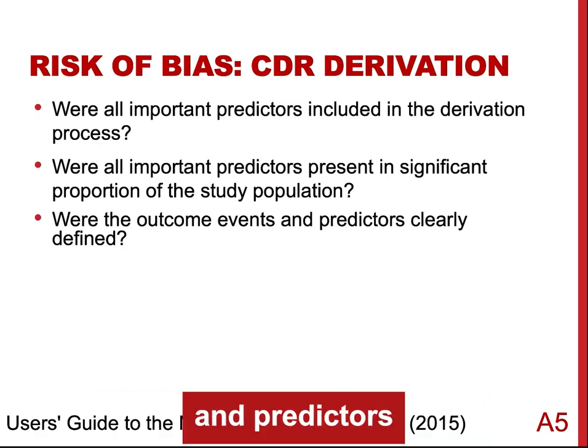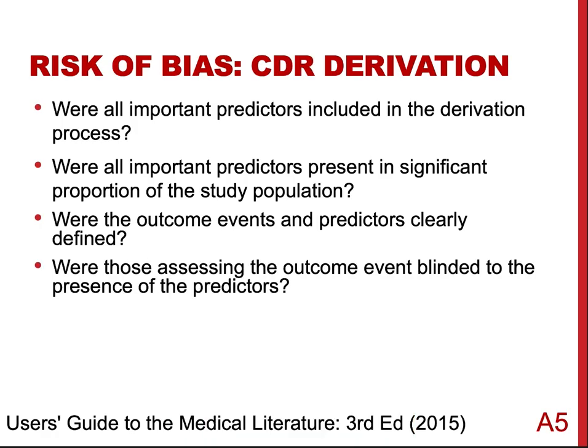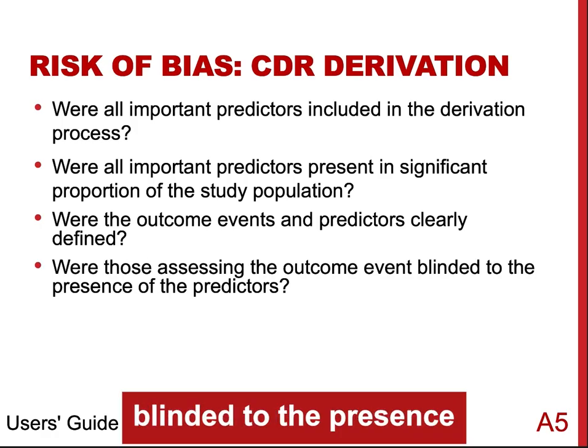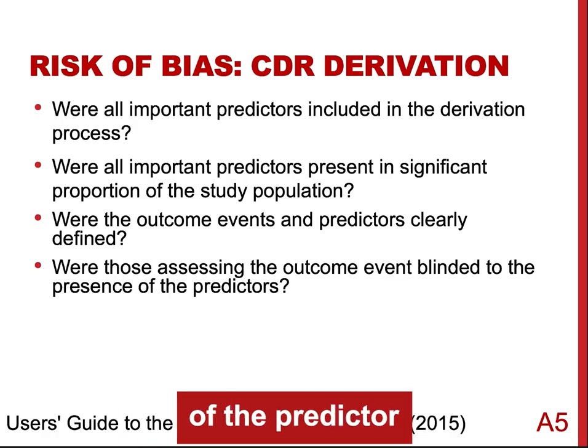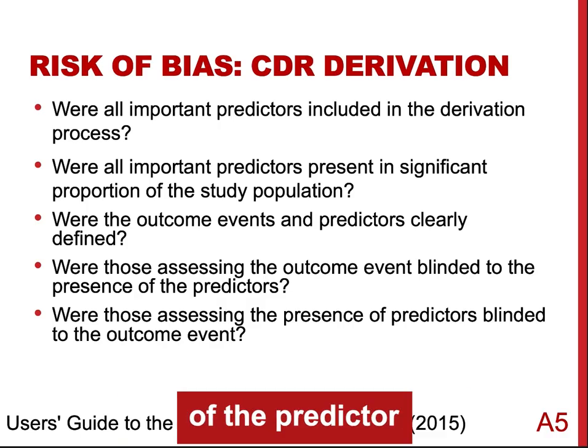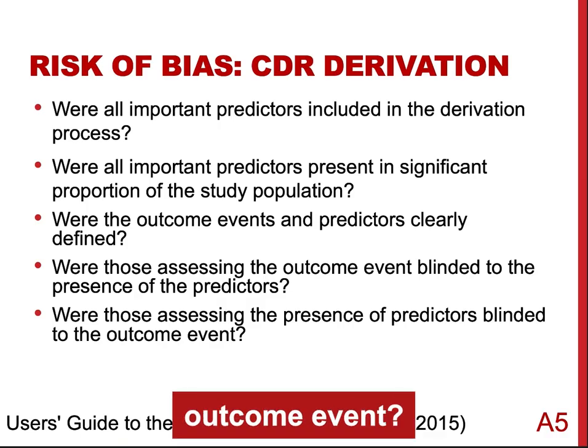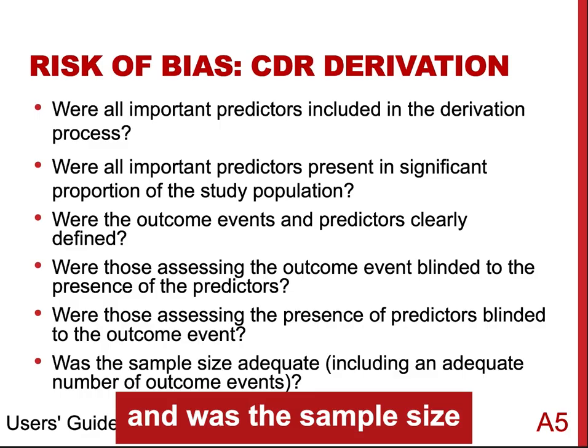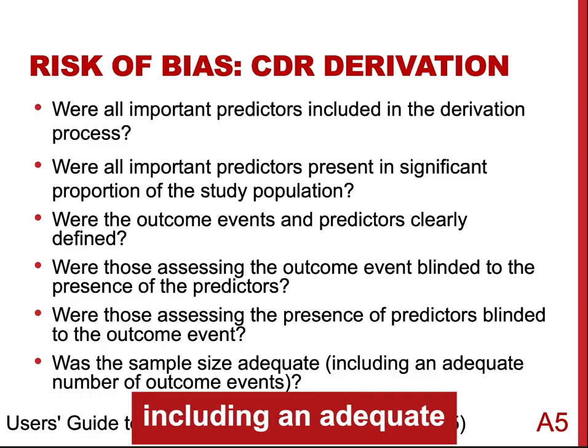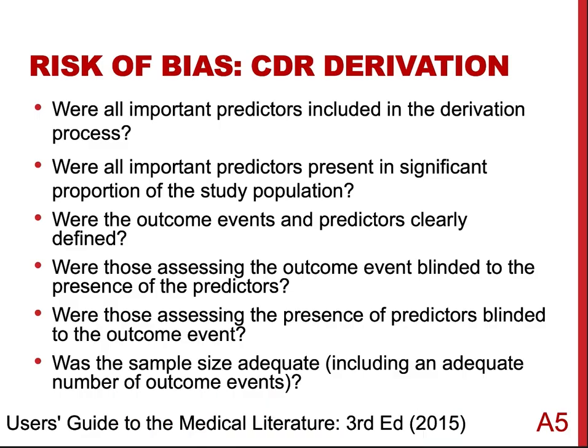Were the outcome events and predictors clearly defined? Were those assessing the outcome event blinded to the presence of the predictor? And were those assessing the presence of the predictor blinded to the outcome event? And was the sample size adequate, including an adequate number of outcome events?